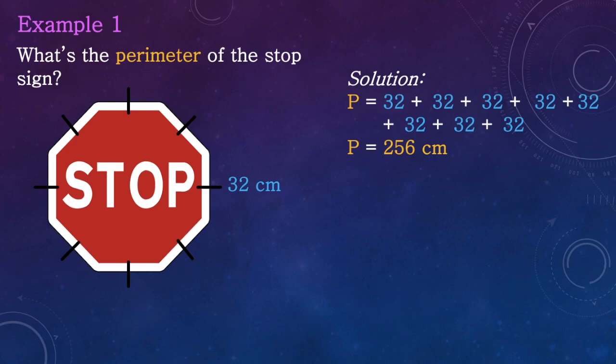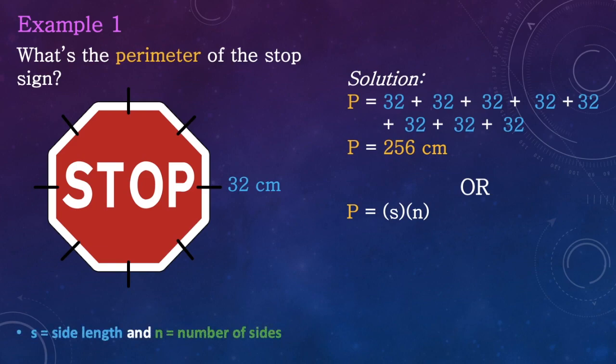The other issue that you might see and might give you the wrong answer is you might forget one of the side lengths, or you might accidentally add an extra side length when you're punching it into your calculator. So there is a better method, and we're going to use an equation to do that. So the equation looks like this. Perimeter is equal to S times N. S stands for the side length, so in this case it's 32 centimeters, and the N stands for the number of sides. So in this case we have 8 sides.